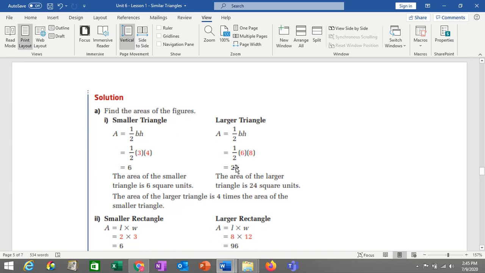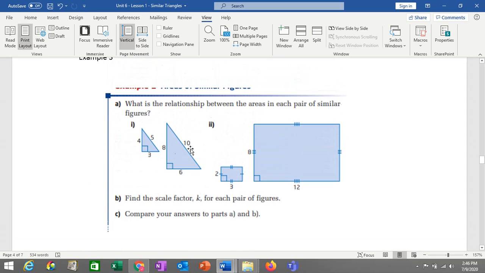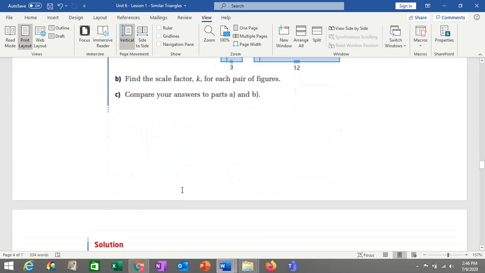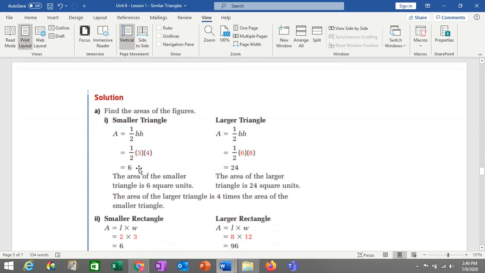So what is the connection between 24 and 6? Well, 6 is 4 times smaller, right? So 6 times 4 is 24. So what they're trying to get you to see here is that your scale factor between these two is 2, right? 10 divided by 5 is 2. 8 divided by 4 is 2. 6 divided by 3 is 2. So the scale factor between the triangles is 2. But the scale factor between the areas is 4.